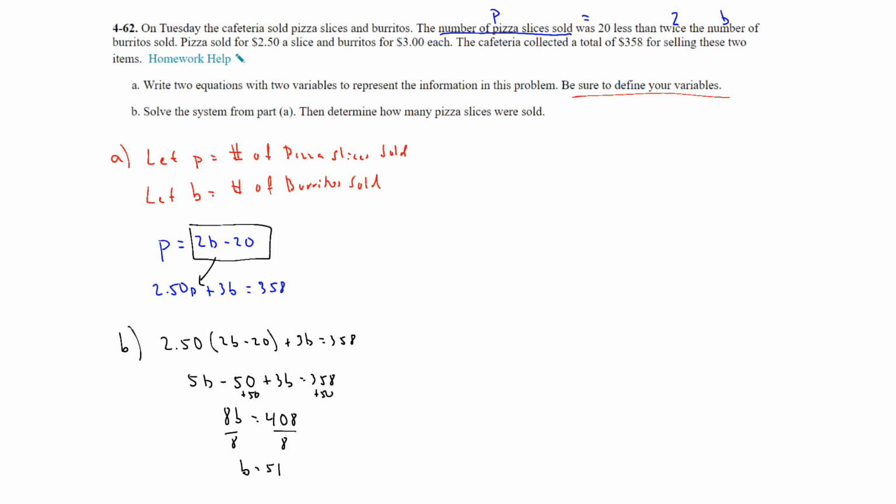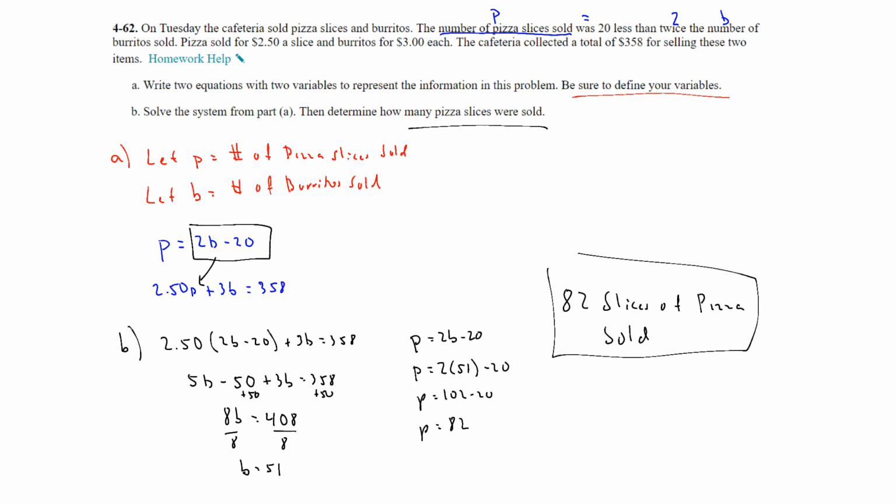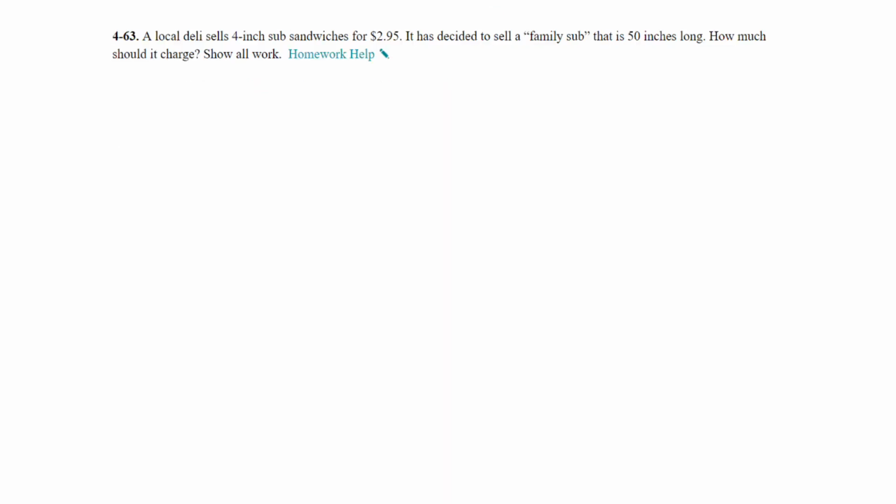51 burritos. But it wants to know how many pizza slices were sold. So we're going to have to take this and plug it back in to one of my original equations. I'm going to plug it into the first one. So 51 times 2 minus 20. That's 102 minus 20, which would be 82 slices of pizza. And so make sure you answer the question, how many pizza slices were sold? 82 slices of pizza were sold.